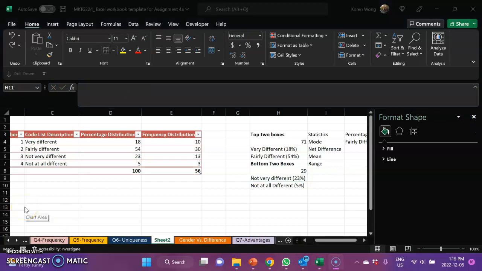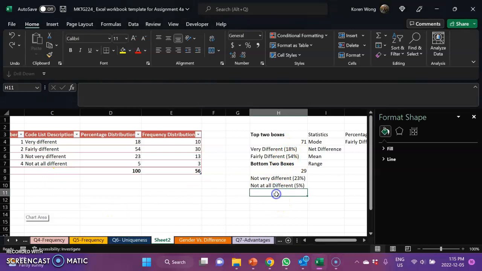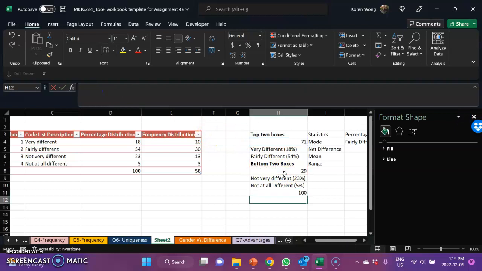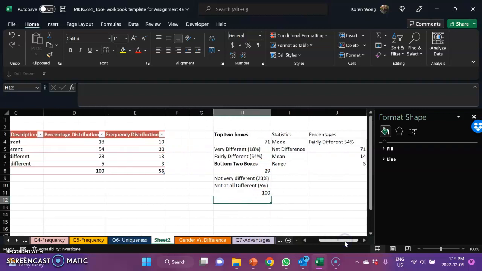And another way to cross-check to see if your data is correct, all you need to do is add your two numbers together. So equal 71 plus 29 equals 100%. So you know that your calculations are correct.